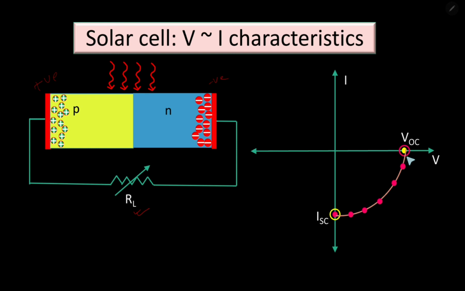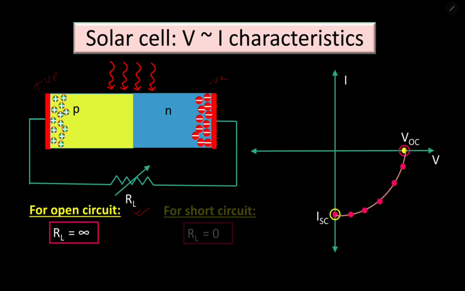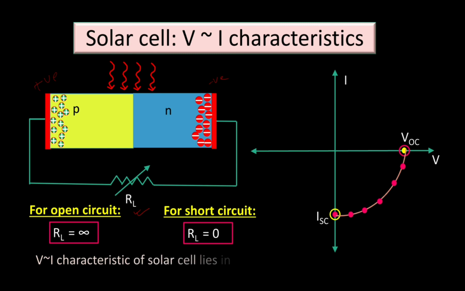And if we connect those points, this is what we are getting: the VI characteristics of a solar cell. So for open circuit, there is no load resistance over here, it is open. These two sides are open. That means this load resistance we can consider as infinity. But for short circuit, they are connected without any resistance, just a single metal wire we connected. So we are considering RL equals 0 for short circuit. So this is how we obtained the VI characteristics of a solar cell, which lies in the fourth quadrant.